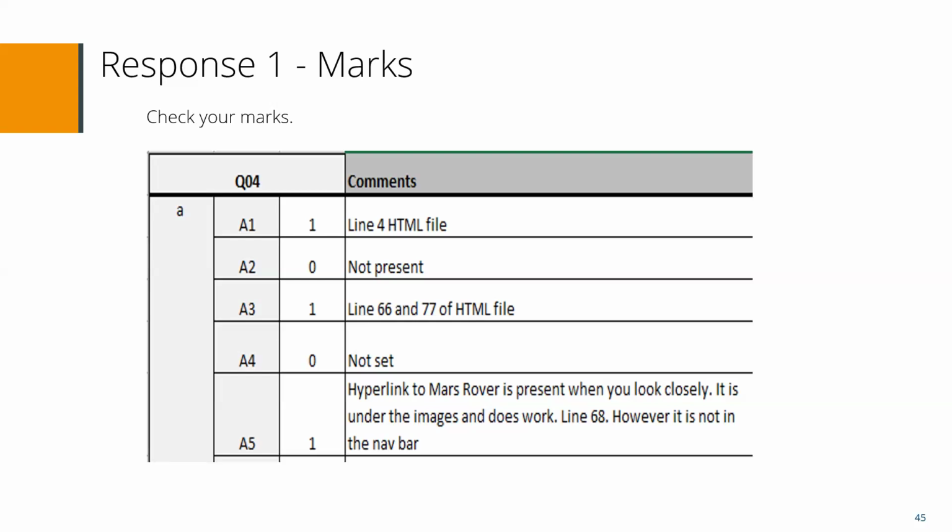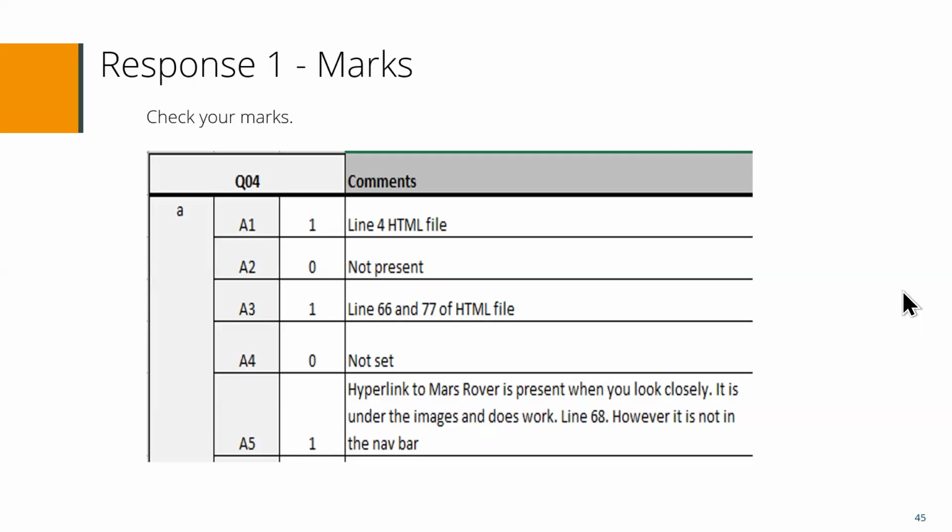They were asked to come up with one semantic element, and they have come up with, on lines 66, 67, section. They've used section, which gets a mark. A4 was not set, which was going to be one banner size. The banners weren't correct. The hyperlink to the Mars row is present when you look closely. It's under the images and does work. It is not in the nav bar, but it is a link.